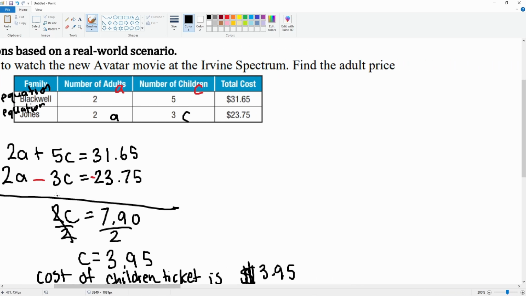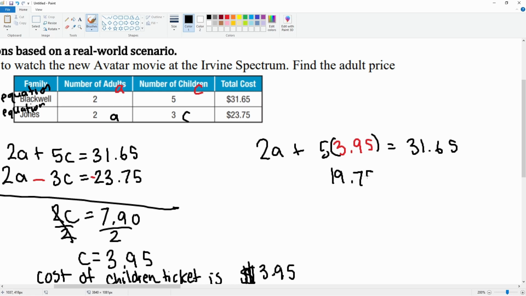Okay. Now you can plug it back into one of the originals. 2a plus 5c is equal to 31.65. But we know what c is though. We realize c was that number, 3.95. Okay, so let's multiply that by 5. Here we get 19.75 is equal to 31.65.